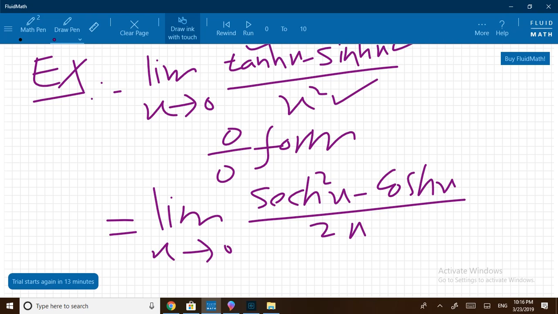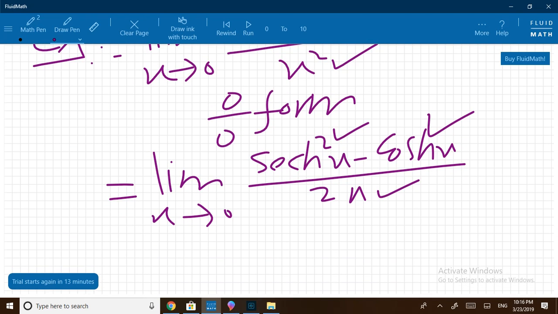Now we put the limit x approaches to 0, and you know sech is 1, of course. It is again 1 when we put x approaches to 0. So 1 minus 1 means 0. When we put the limit on the denominator, x approaches to 0, it is again 0 divided by 0 form. Which form? 0 divided by 0 form.